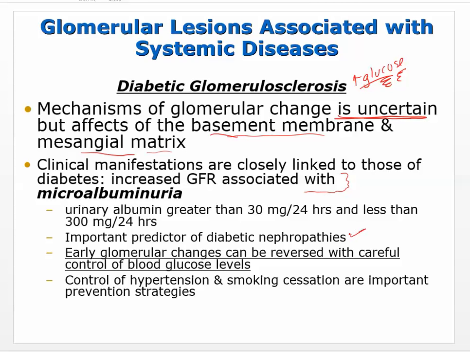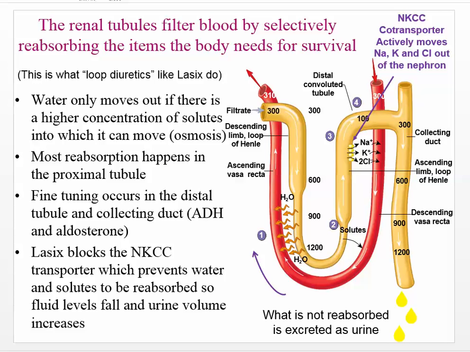So when we see a lab result like that, then this may be something that we want to look at. Early glomerular changes can be reversed with careful control of blood glucose levels and control of hypertension. Smoking cessation can all help to prevent this from taking place. But this is something that needs to be watched for in diabetics. You need to monitor kidney function in someone with diabetes. All right, so now we're going to move from the glomerulus into the renal tubules.